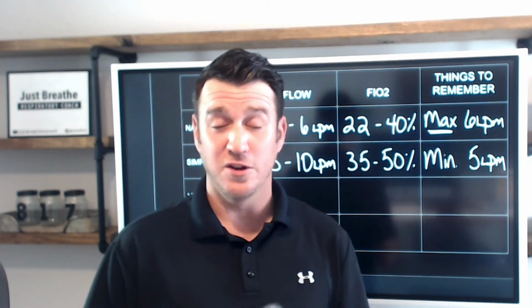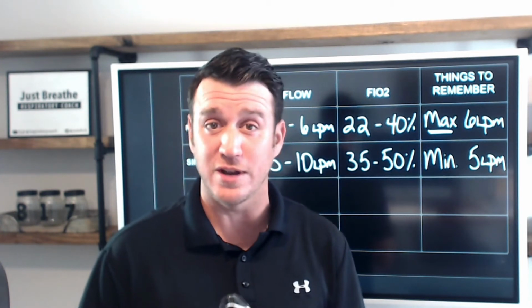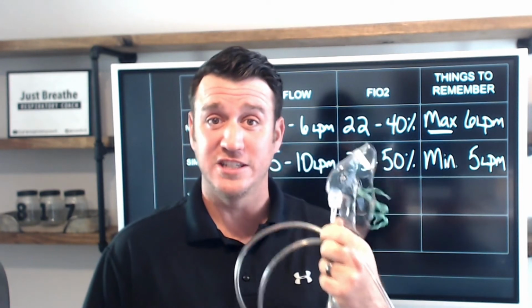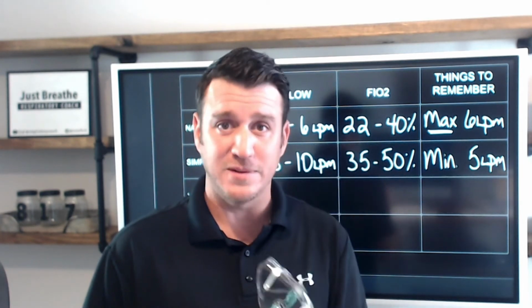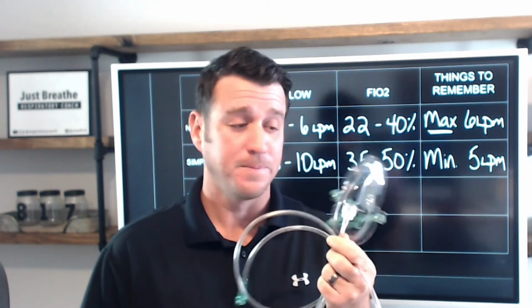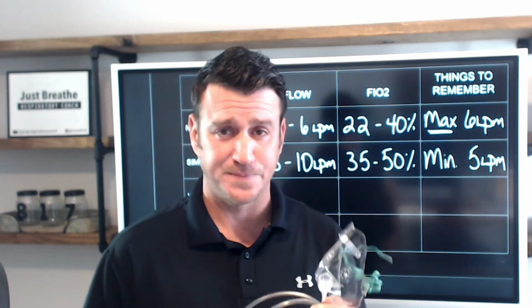You go in, and your patient's oxygen saturations are 98%. They're on 6 liters per minute on a simple mask. You don't want to turn them down to 4 liters per minute. That won't work well for your patient. It's not proper use of the simple mask.